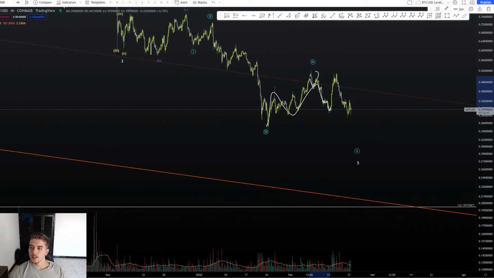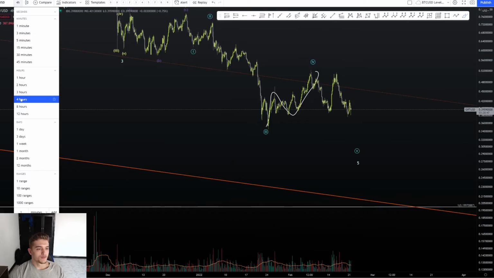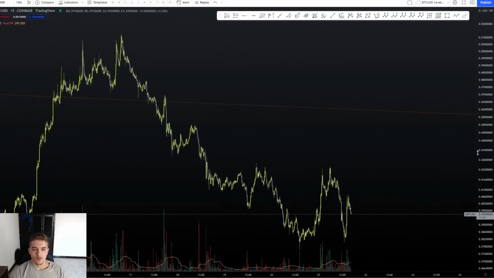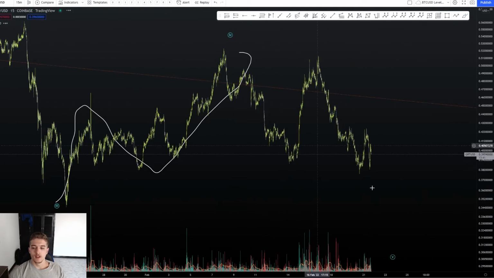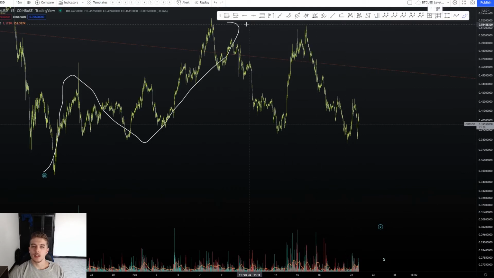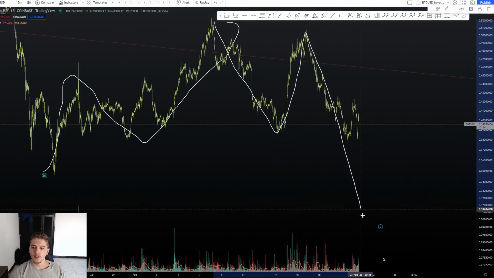So zooming into this section, let's zoom in a little bit more. We may be able to call this wave 1 of this wave 5, and we're currently in a wave 3, where this is a 1, 2, and we may be coming down for a 3, 4, 5. That's one option we could be looking at.